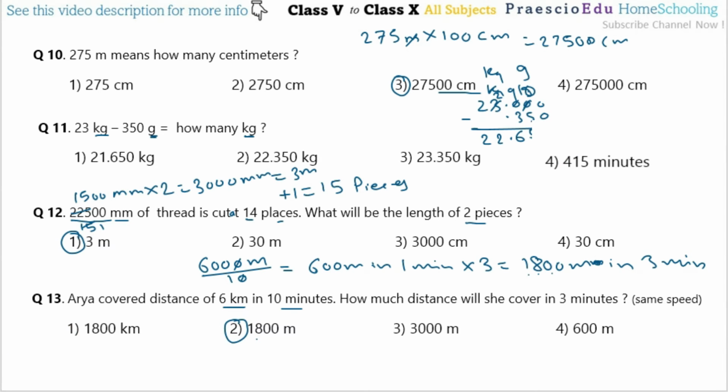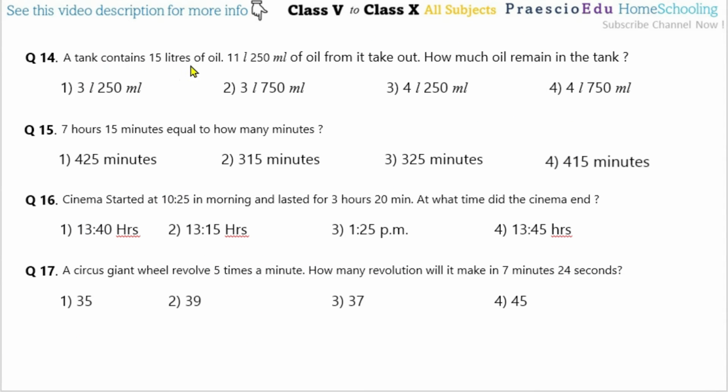Then question number 14: a tank contains 15 liters of oil, 11 liters 250 ml of oil is taken out from it. How much oil remains in the tank? So from this 15 liters we have to subtract 11 liters and 250 ml. So 15 liters, we can say 15,000 ml, subtracting 11 liters and 250 ml. After this subtraction you will get 3 liters and 750 ml. So 3 liters and 750 ml is option number 2, the correct one.